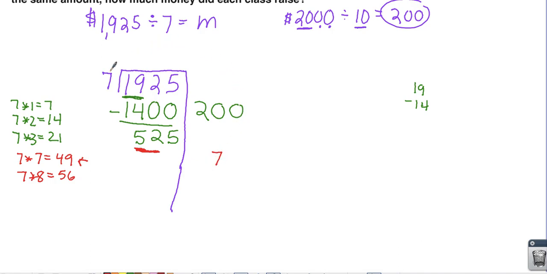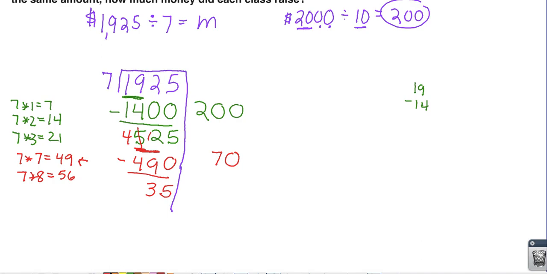7 times 7 is 49. Since I've underlined the 52, that's where I write my 49. I don't write anything under this 5 because it's not underlined. What I do put is a 0 for my placeholder. Whatever I do to the inside, do to the outside. Next step is what? That's right, we subtract. I get 5. Can't do 2 minus 9, I've got to borrow. 12 minus 9, 3. 4 minus 4 is 0.